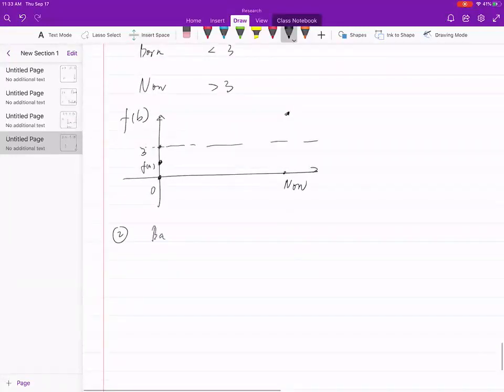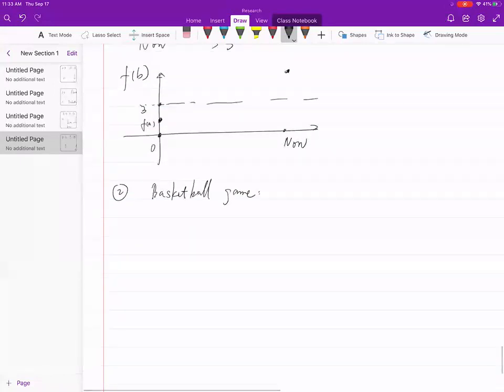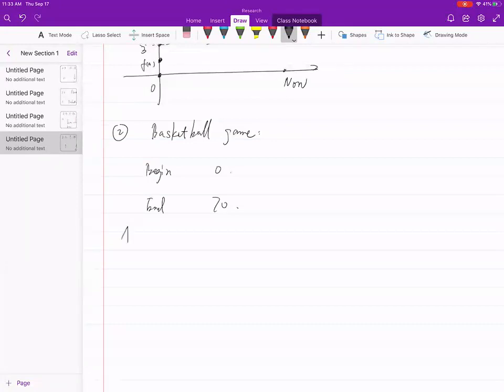Now let's think about a basketball game. At the beginning, you score 0. At the end of the game, you score 70. I claim at some time during the game, you score exactly 59. True or false?